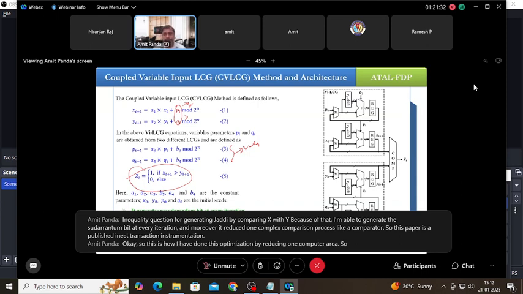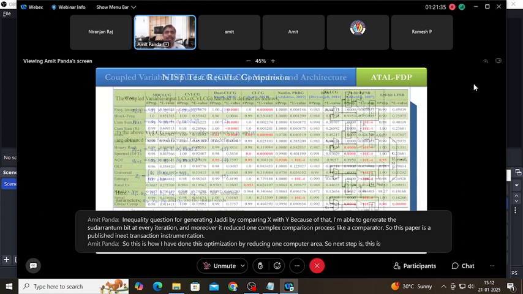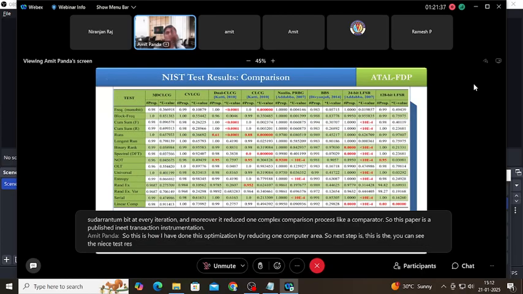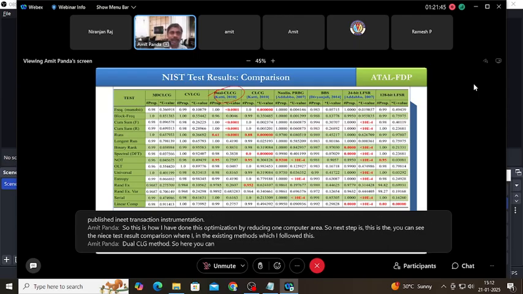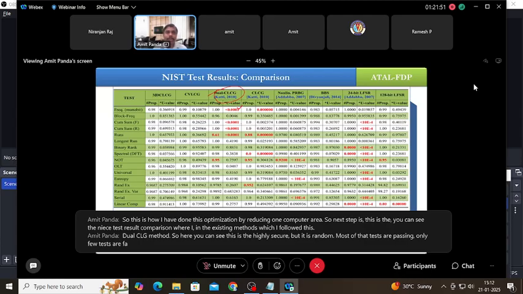Next, you can see the NIST test result comparison with the existing methods, where I followed this dual CLG method. Here you can see it is highly secure, but it is random. Most of the tests are passing, only a few tests are failed. But in our cases, CVLG, MD, MDLC, all the tests are passing.